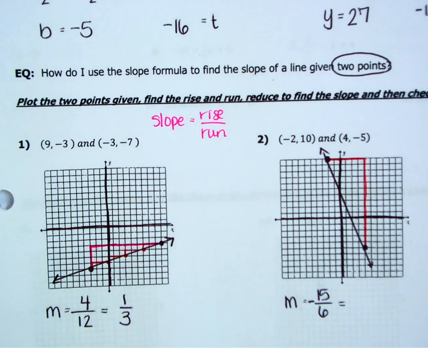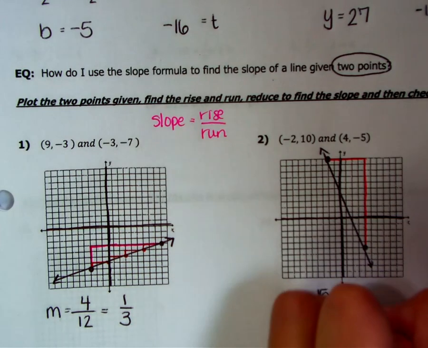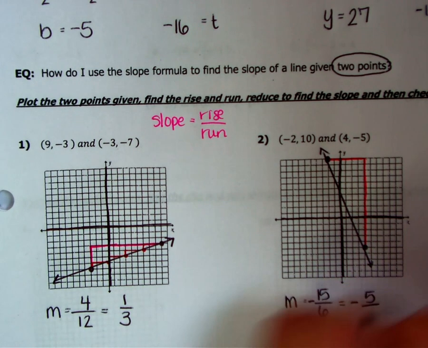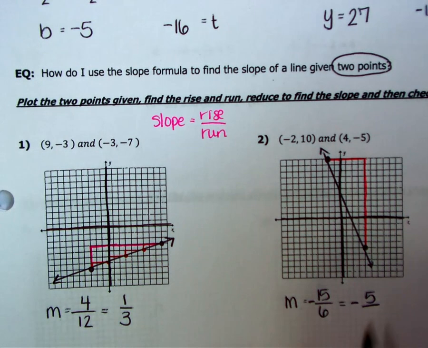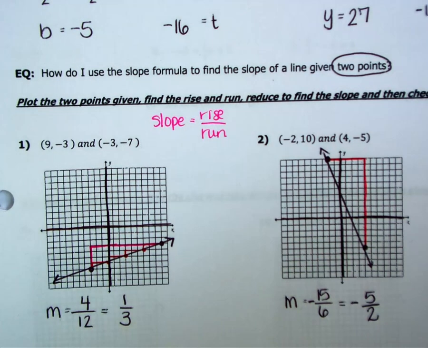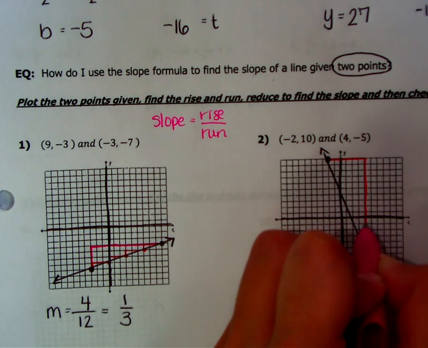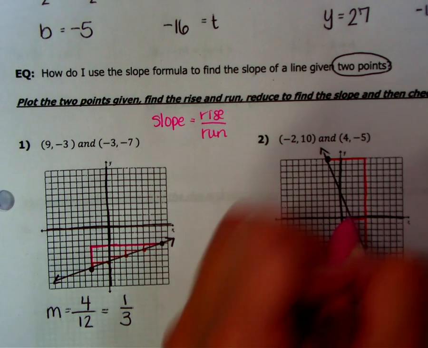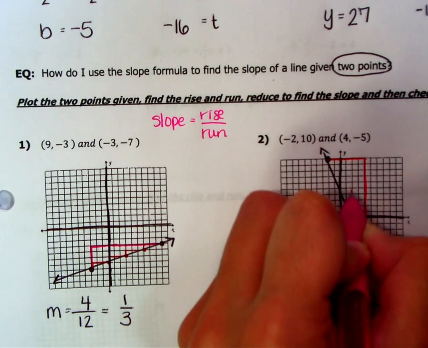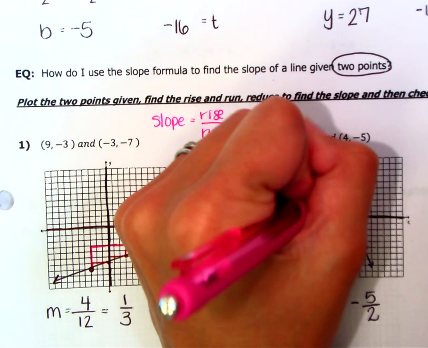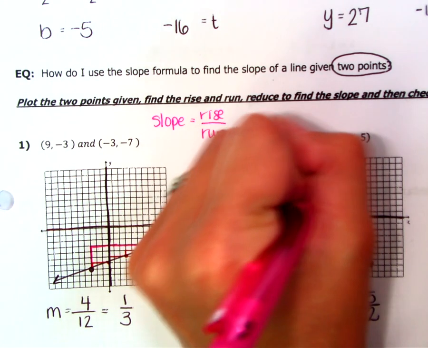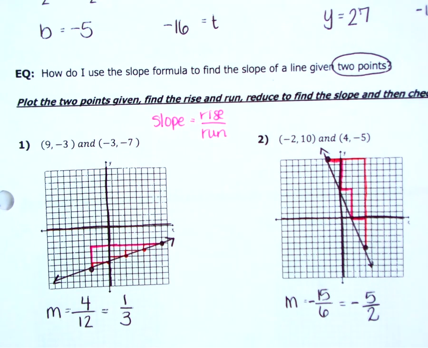The 6 and 15 have a same common factor. 3. So 15 divided by 3 is 5, and 6 divided by 3 is 2. So we end up with a slope of negative 5 over 2. If we start at my bottom point, I can rise 1, 2, 3, 4, 5 and go over 2. And when I do that, I should land on the same points. We just add some extra steps in there.